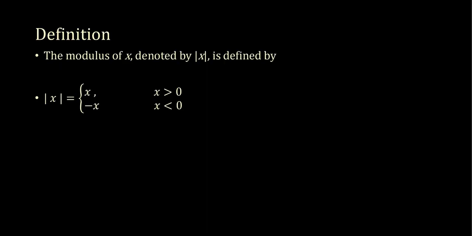The modulus function of x, which is denoted by mod x, is defined so that this function will be equal to x if x is greater than 0, and it is minus x if x is less than 0. We pronounce this as modulus of x, with these two vertical lines, and inside this we have just any function x. So the output is positive if the number is positive, and it is minus x if x is less than 0. Let us understand what this definition says.